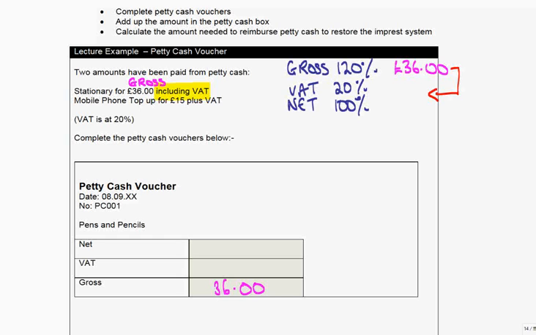Now the easiest way to do this is divide by the line you're on and times by where you want to get to. So if I divide by 120, and just ignore the percentage sign when you're doing it on your calculator, then if I times by 20, that will give you the correct VAT amount. So if you do that on your calculator now, 36 divided by 120, and then times by 20, you should get £6.